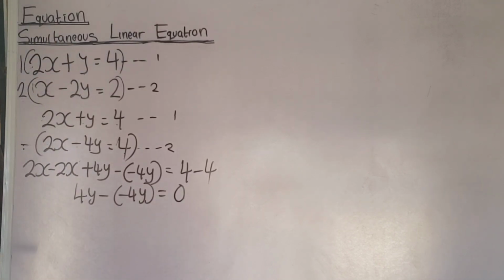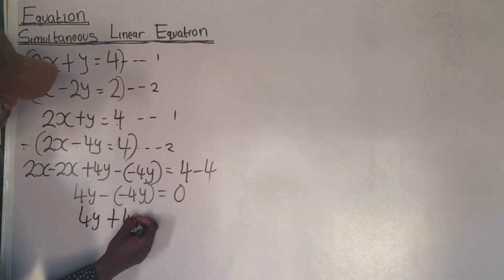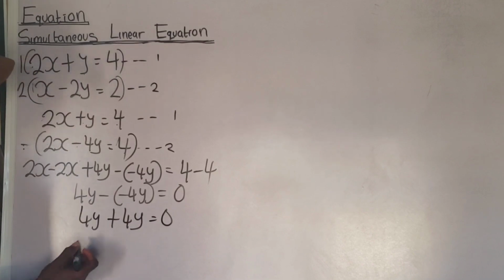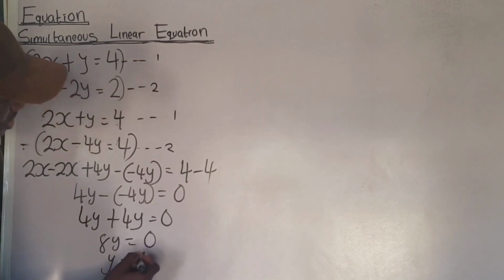Okay, now, 4y minus 4y. Since the second equation has negative 2y, we get 4y plus 4y equals 0. For this, 8y equals 0. That means y equals 0.